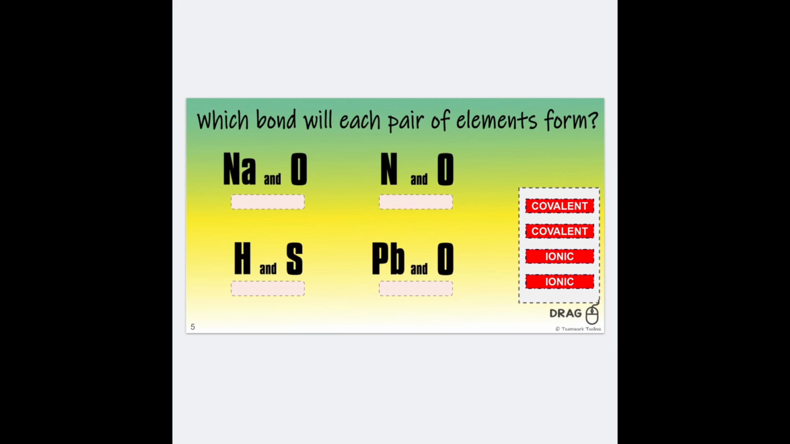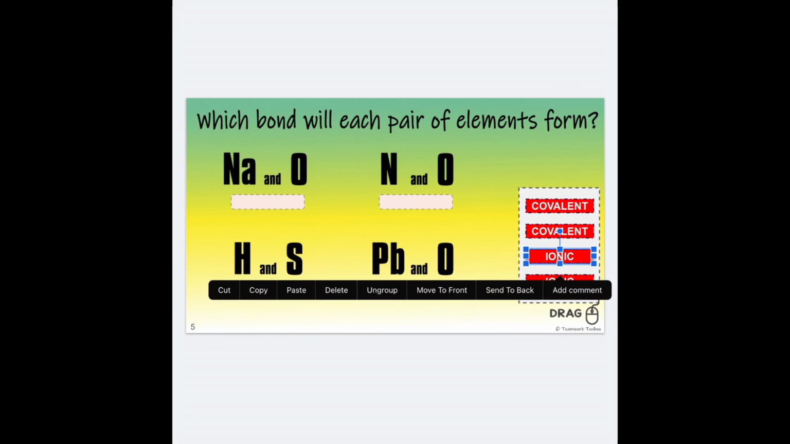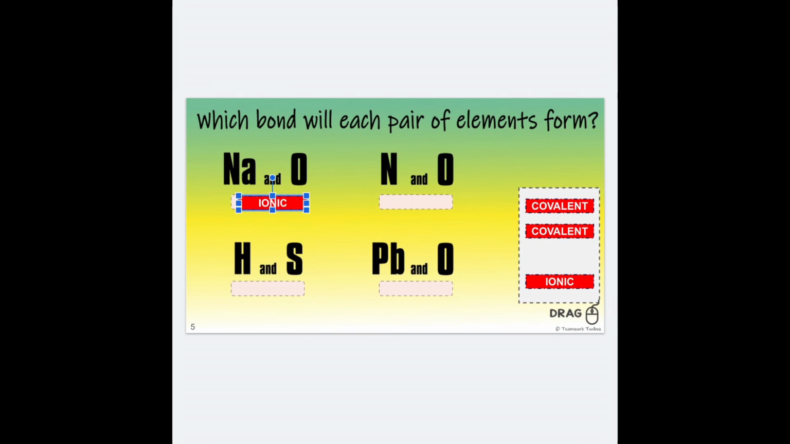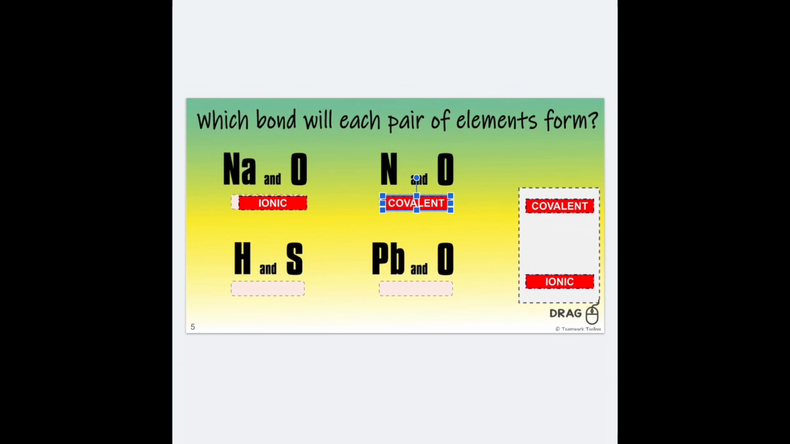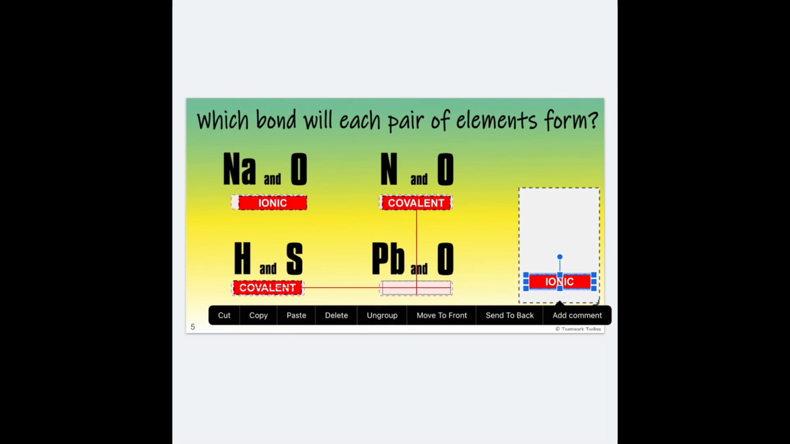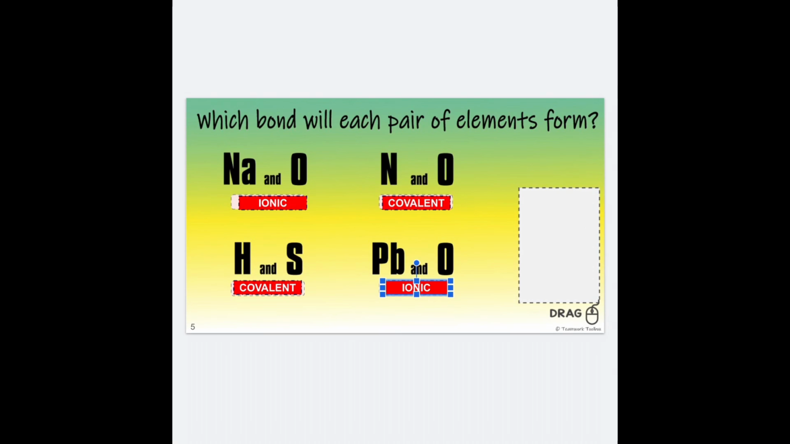Now on the next one, which bond will each pair of elements form? So sodium and oxygen. Sodium's on the left side of the stair step, oxygen's on the right. So that is ionic. Nitrogen and oxygen. Those are both on the right side of the periodic table, so that's covalent. Hydrogen and sulfur. Okay, this is the exception. Yes, I know that hydrogen is on the left side of the periodic table, but remember, hydrogen's the only one over there on the left that is a nonmetal. So technically that's covalent. And then lead and oxygen, lead is for sure a metal, and that's on opposite sides of the stair step. So that's ionic.